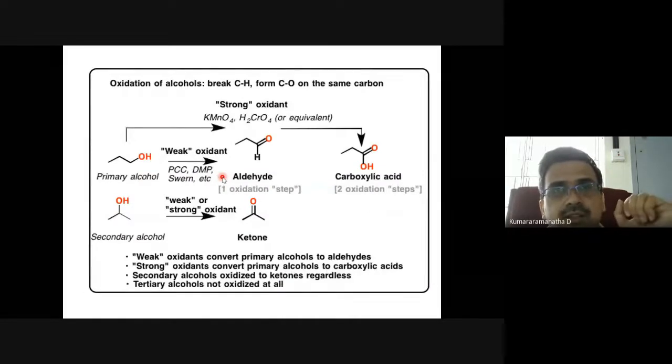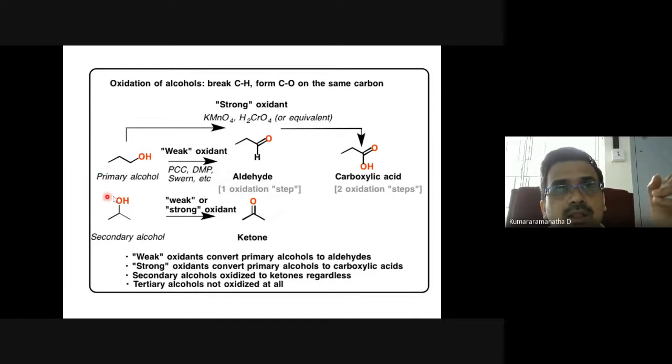Now, till now, I didn't give any examples. For example, you have a primary alcohol. You know that if you oxidize a primary alcohol, you get a carboxylic acid. You take a secondary alcohol, you get a ketone, a very, very textbook example.